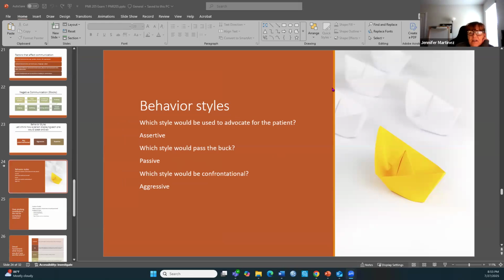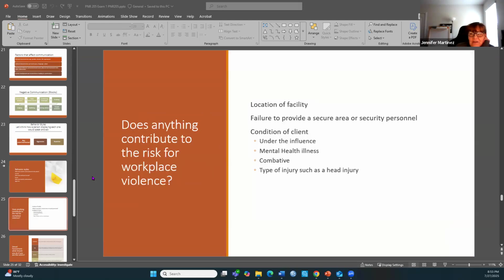So, right, assertive, they're going to be more likely to advocate for their patients. Your passive are going to be more likely to pass the buck. And then your confrontational is going to be more of your aggressive behaviors. All right.